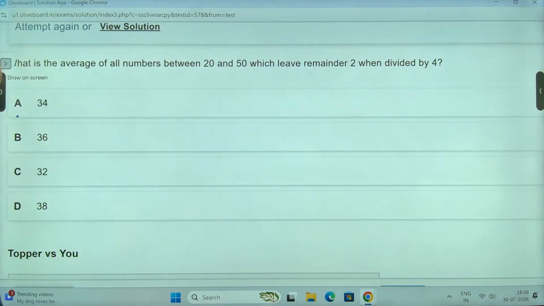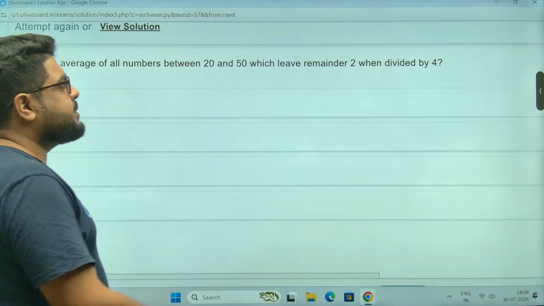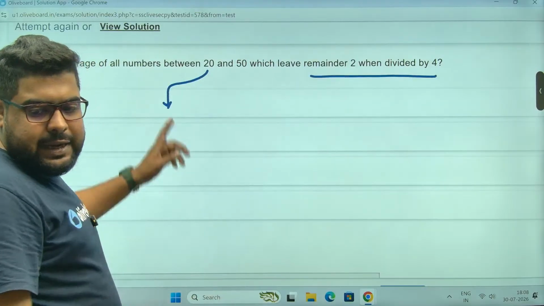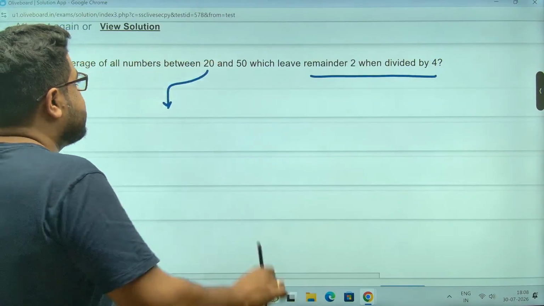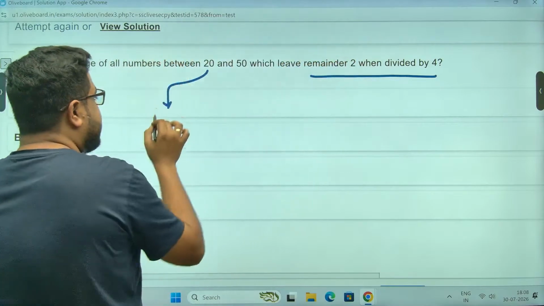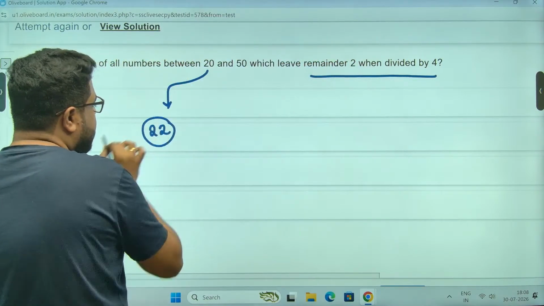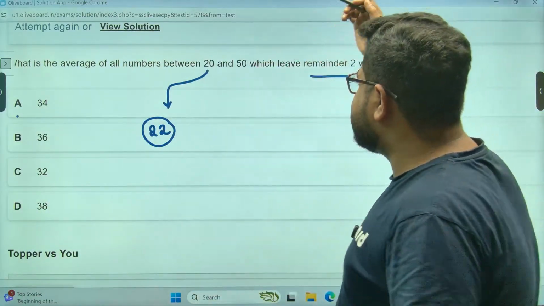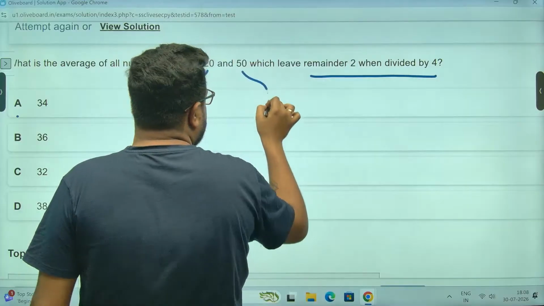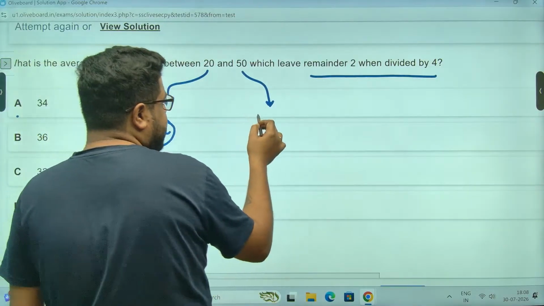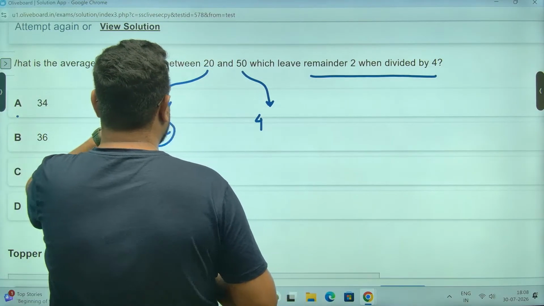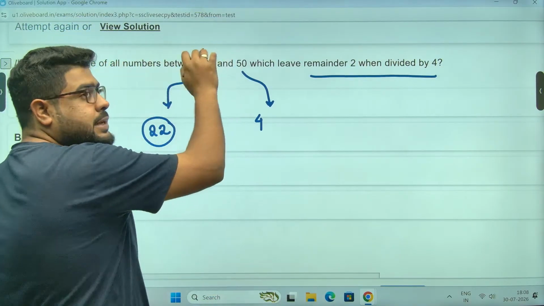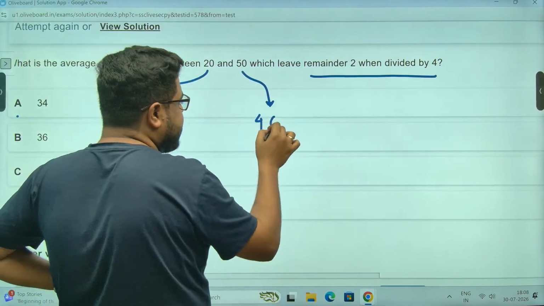Next one, what is the average of all the numbers between this, which leaves remainder 2 when divided by 4? Sir, first find out the first number and the last number because I need average. It will give you an AP. So 20 when divided by 4 leaves no remainder. But 22 is the first number, which when divided by 4 leaves remainder 2. Last number, sir, 50 itself is divisible by, sorry, not 50, 48. So 48 is divisible between 20 and 50. So I cannot take 50. So I must take 46.